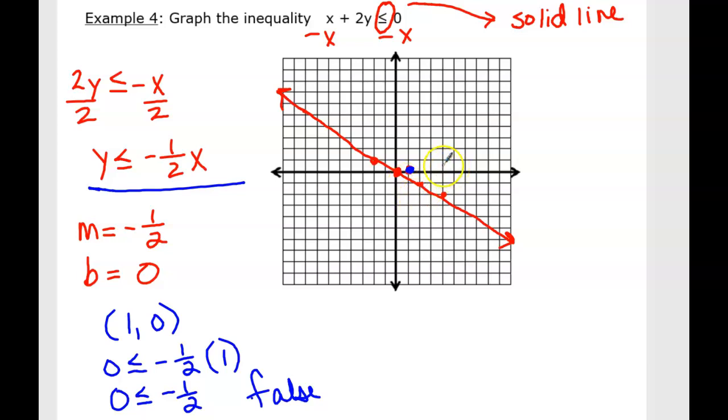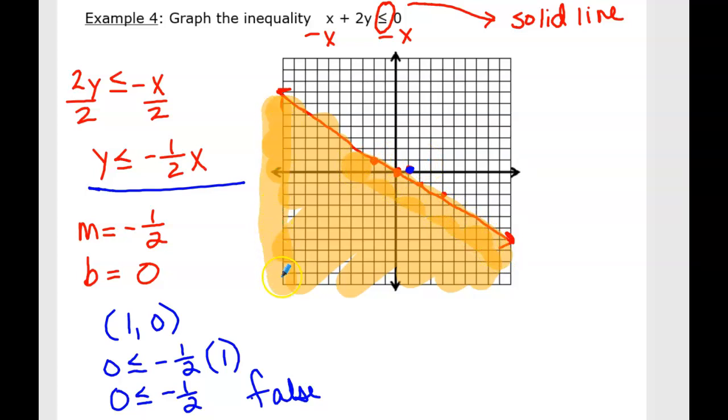Instead, we're going to shade the other side. So we're going to shade this side. If it was true, we would have shaded the side of the line that had 1, 0. In both cases, you can go into Desmos and put in the inequality and see which side is shaded to check it out. All right, so let's look at our special cases.